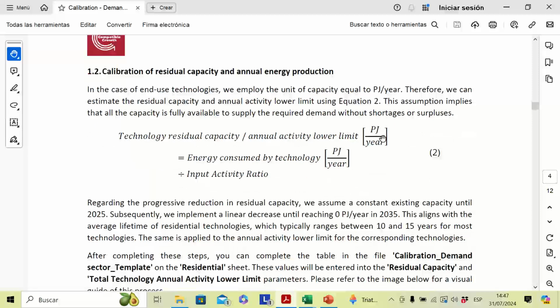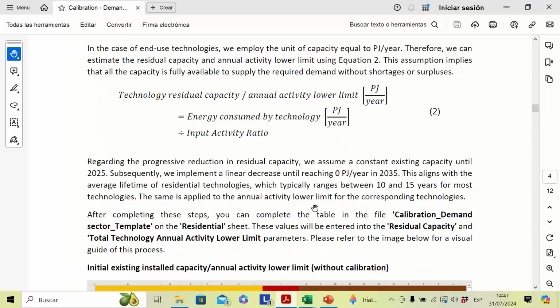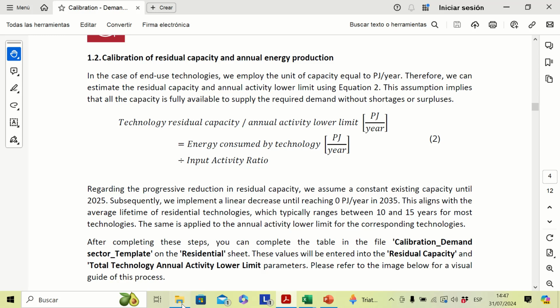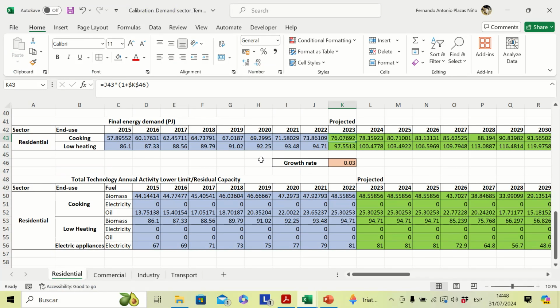Okay, so now the idea with this is to do two things. First, to calibrate the demands, and second, to calibrate the lower limits and residual capacities. So we will need to go to the folder where we have started data kit. In this case, we have the previous version after the power sector calibration, and now we need to make a new copy. So we need to copy and paste that. This will be our version number 5, and then we can open it. It's going to take a little bit.